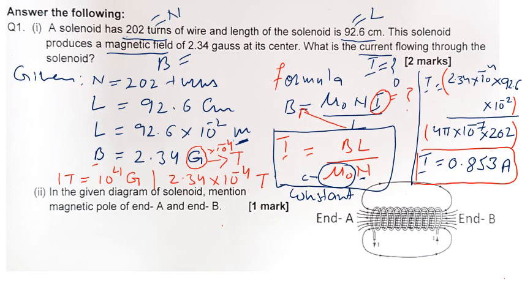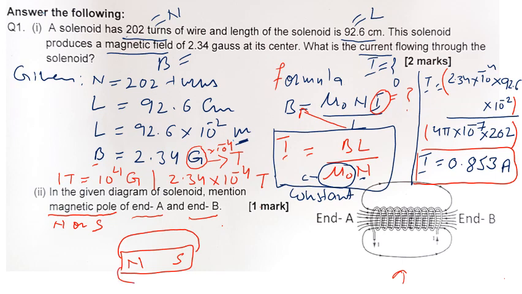Now in part 2, in the given solenoid diagram, mention the magnetic pole of end A and end B of the solenoid. The meaning of magnetic pole is whether it is a north pole or a south pole. So here this solenoid is like a magnet. It is like a bar magnet. So if I say this is a bar magnet, with a north pole and a south pole of the bar magnet, the magnetic field goes like this.